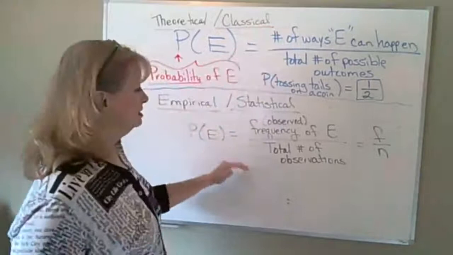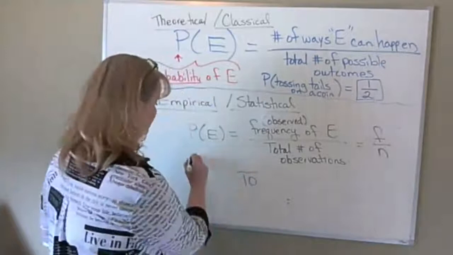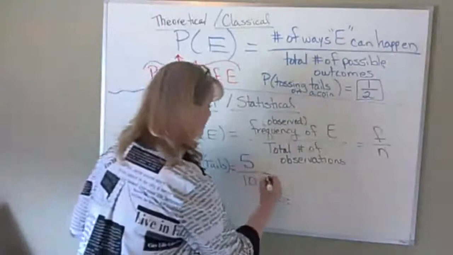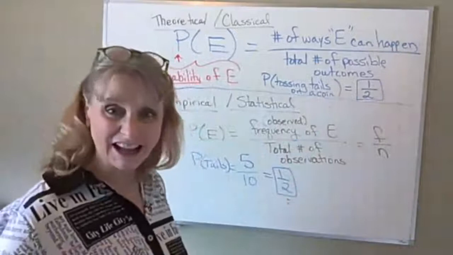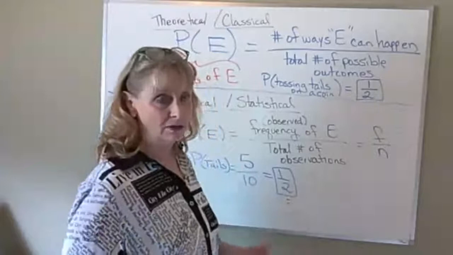So your bottom number is the total number of observations. So, like in my example, my total number of observations was 10. And if I was doing the probability of getting tails, I flipped the coin 10 times and 5 times it came up to be tails. And in this case, the empirical or observed probability came out to be what the theoretical probability is. That's pretty unusual. You understand that I actually could have gotten all 10 of them come up heads. That would have been unusual if it was a fair coin. In fact, if it came up heads 10 times, I would have thought there's something wrong with this coin. That's what it would probably mean. So those are two types of probability.